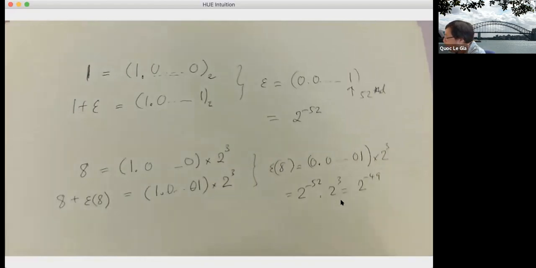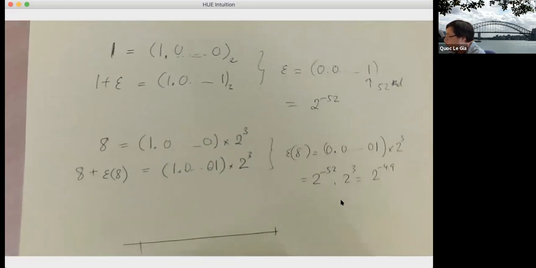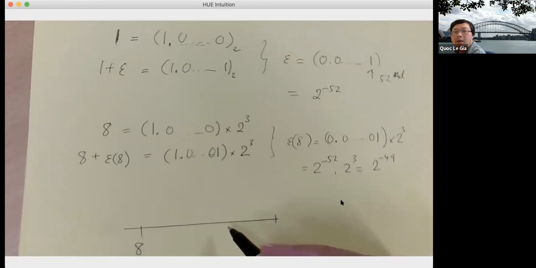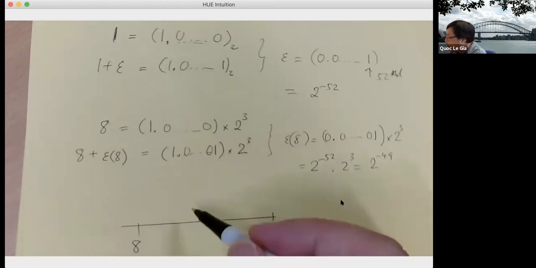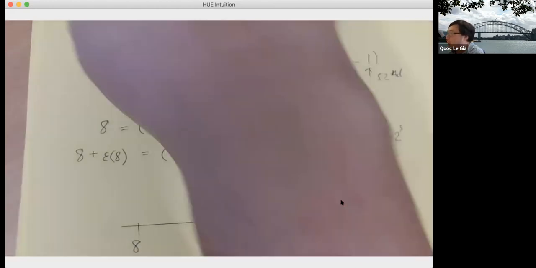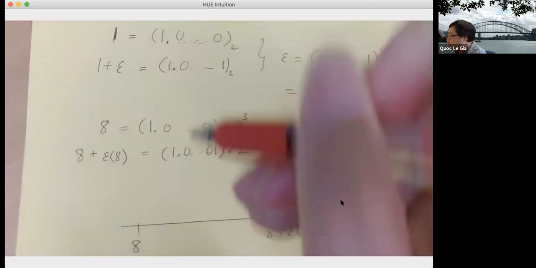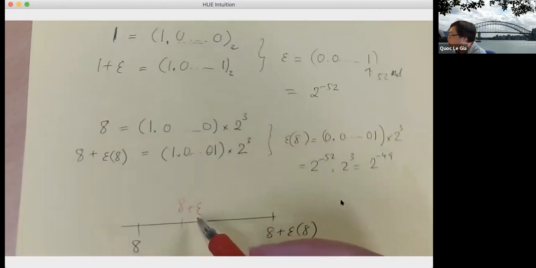So now if I draw a line, this is my 8, and this is 8 plus epsilon of 8. So 8 plus epsilon is still somewhere right here, somewhere between them. So it will be rounded off to 8.